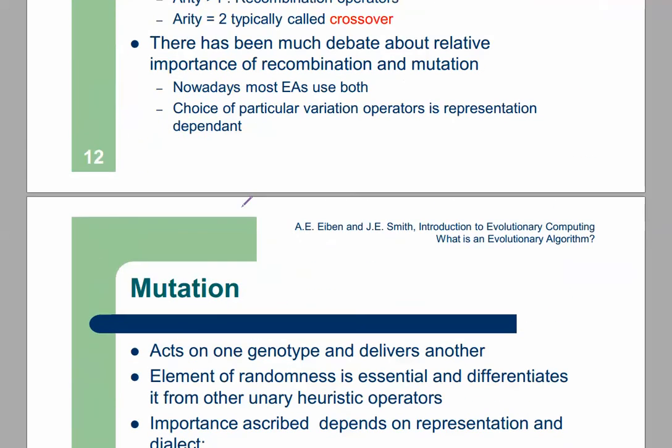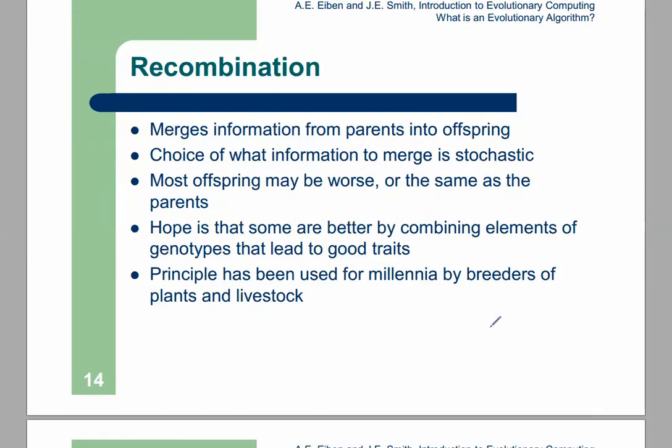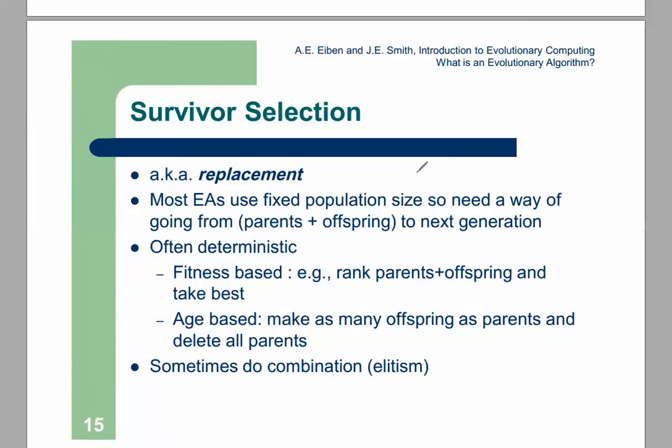Recombination, as referred to here, is crossover. It combines two parts, for example, some genes of the first parent and some genes of the second parent, to produce children. A child with some genes of the first parent and some genes of the second parent. It is a recombination or crossover.